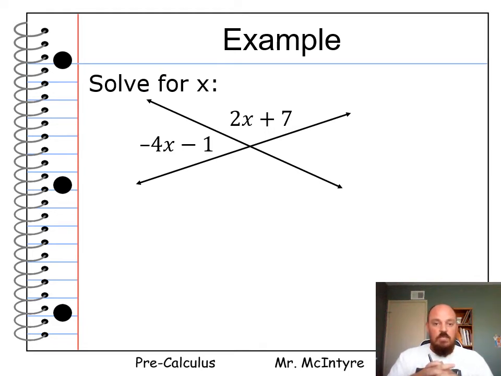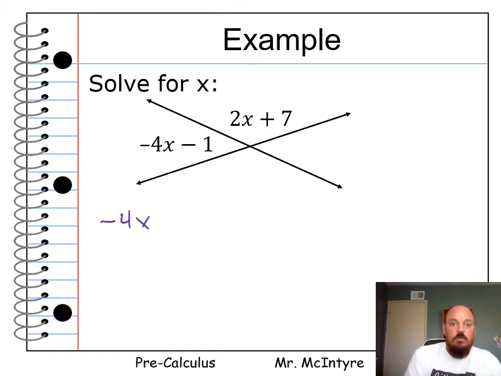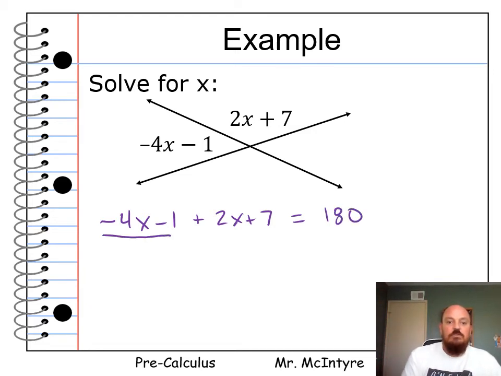So don't set them equal to each other. Instead, take the first one, which is negative 4x minus 1, and say, if I add that one to the second one, plus 2x plus 7, the answer will be 180. So I'm taking the first angle plus the second angle and saying, because they are a linear pair, if I add them together, they add up to 180.